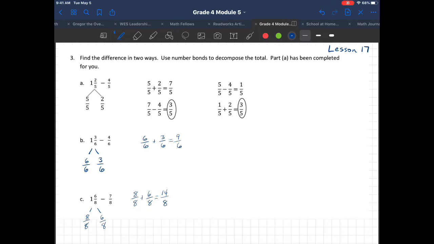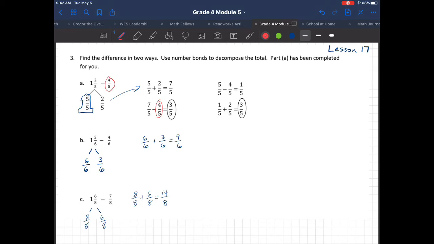Number 3, they want you to find the difference in two ways and use number bonds to decompose the total. Part A has been completed for you. So again, they're saying the 1 is 5/5. Here's the 1. And the 2 more fifths. And then they took it over here and added 5/5 plus 2/5 is 7/5. And then they did the subtraction. This 4/5 here is the same as this 4/5, and they have just converted the 1 and 2/5 to 7/5, and they got to 3/5.